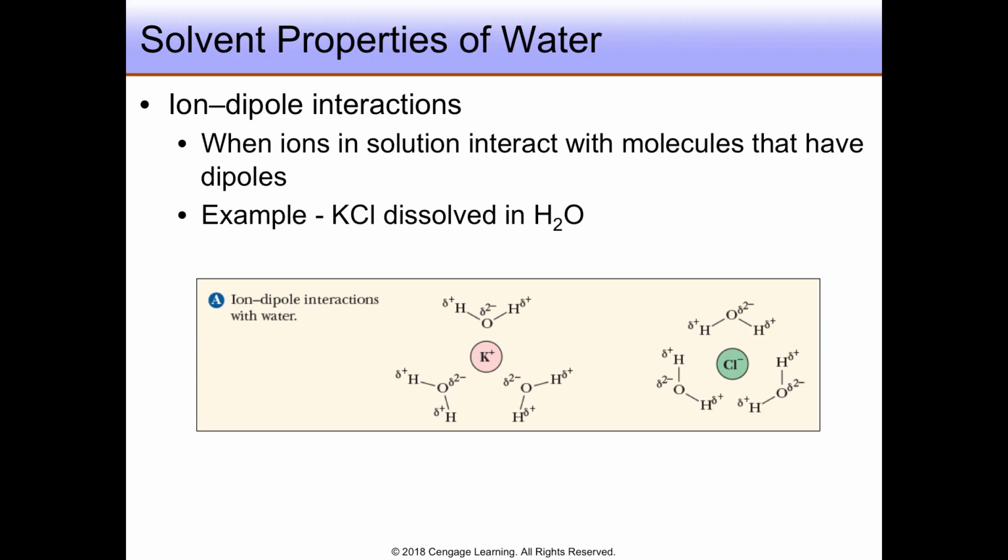When potassium chloride is dissolved in water, water molecules surround the ions in what is referred to as ion-dipole interactions. The positively charged potassium ions interact with the negative dipoles on oxygen, and the negatively charged chloride ions interact with the positive dipoles on the hydrogens. We'll look at some other types of non-covalent bonds in our next lesson.